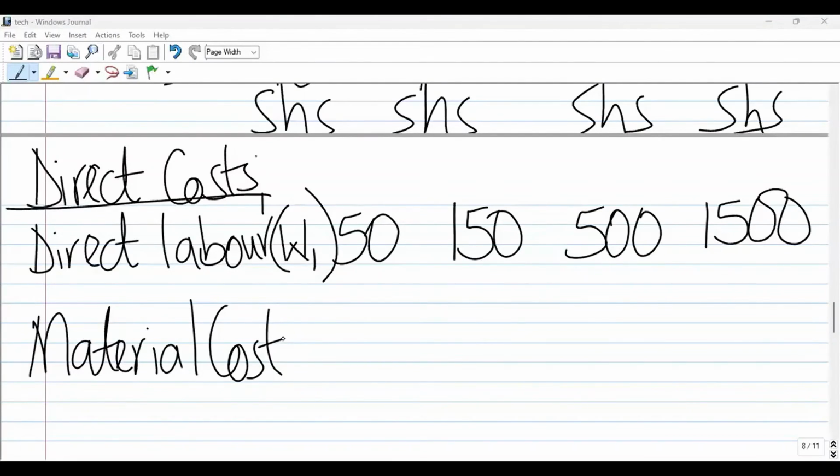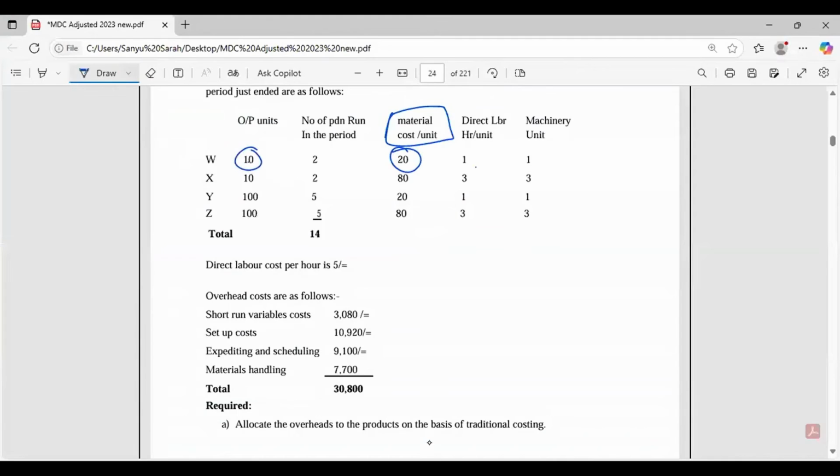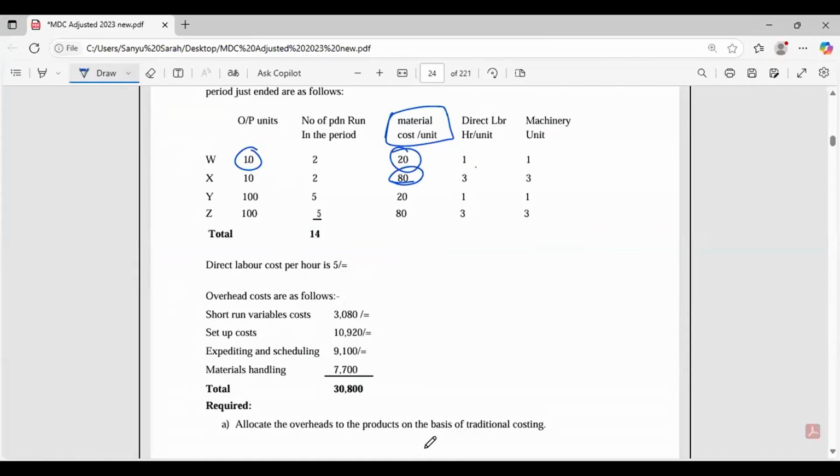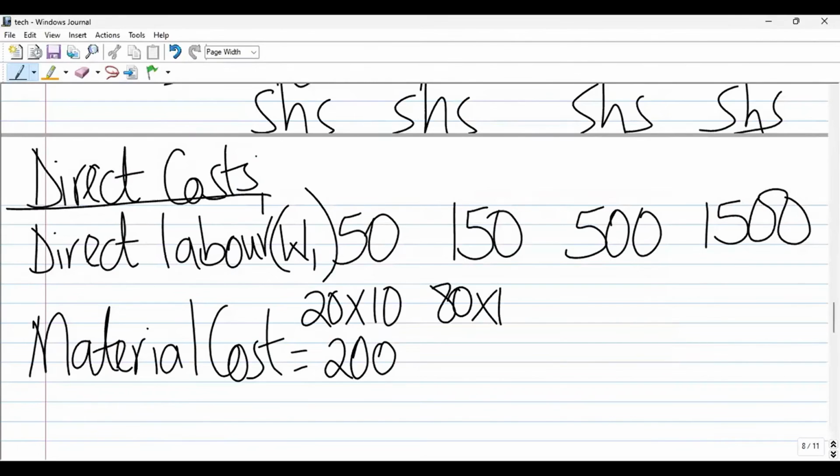So material cost, they have told you it is per unit and you know the number of units. For example, product W, the material cost per unit is 20 and the number of units are 10. So we are going to have 20 times 10, giving us 200. We go to product X. Product X, they have given us material cost per unit 80. So we multiply with the units which are 10. So 80 times 10, this is equivalent to 800.